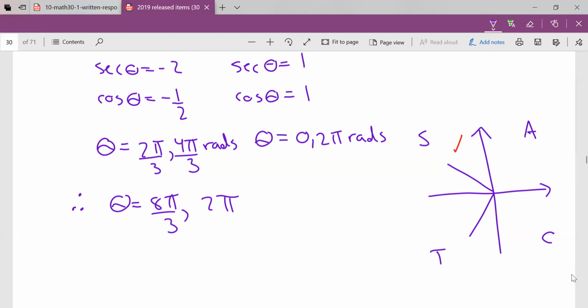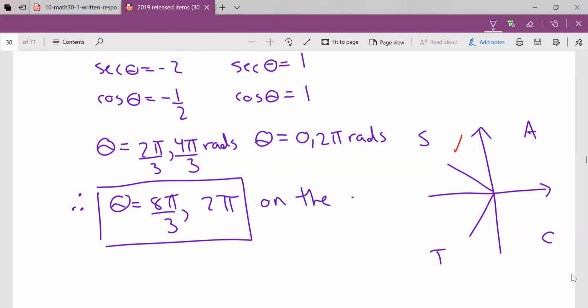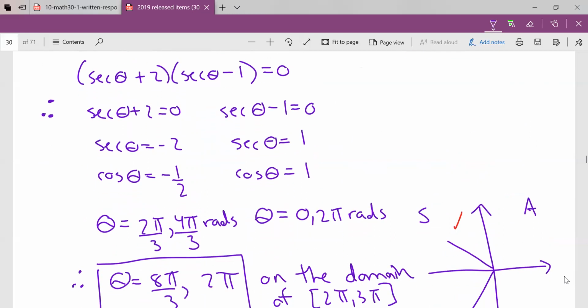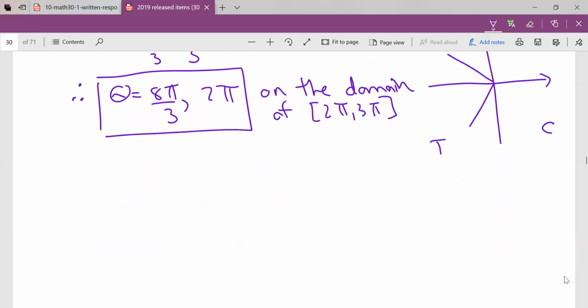Okay, so the solutions are this, and I'm going to box it. And maybe, to keep it nice and clean, I'll say on the domain of 2 pi to 3 pi. Again, I think the reason why students lose marks here is something easy. They forgot to write that equals 0. That's an easy thing to forget. We really, really need that. So there's part A for 3 marks, algebraically determine a solution.